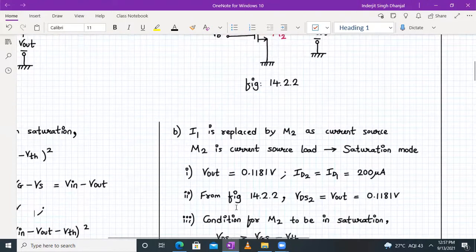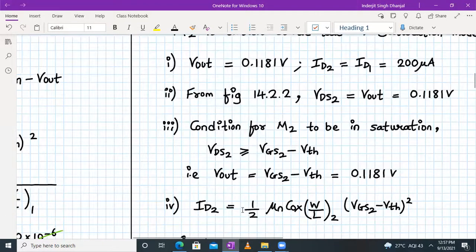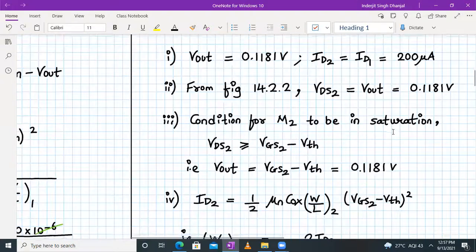Fine. So now the condition for M2 to be in saturation is that VDS2 should be greater than or equal to VGS2 minus VTH. VTH2 actually we should have written, but the threshold voltage we have kept the same for both the transistors. So your VDS2 is nothing but your V out. So for the condition to be at the edge of saturation, V out will be equal to VGS2 minus VTH, and which is given as 0.1181 from the previous result we have calculated.